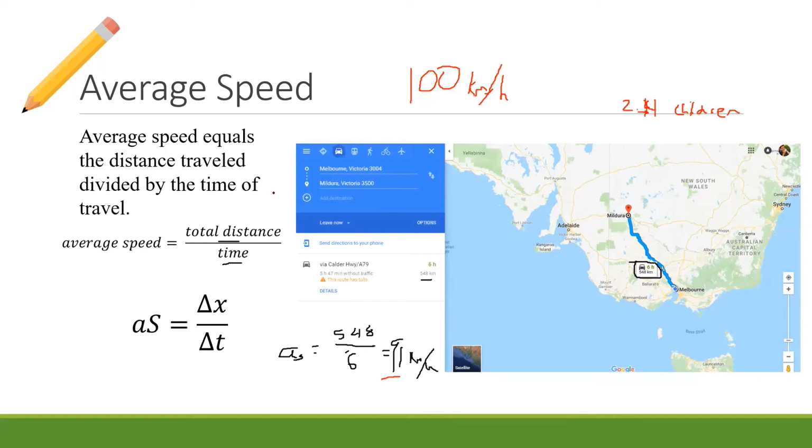So the idea I'm trying to get back to is that the average speed is a good way of telling you generally where you're going to be and how long it's going to take you, but it's not a good way of getting the exact speed that you're going. For that, we need to use something else.